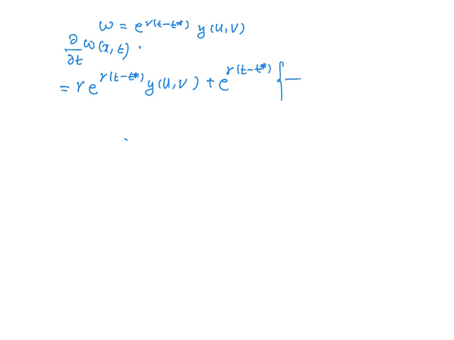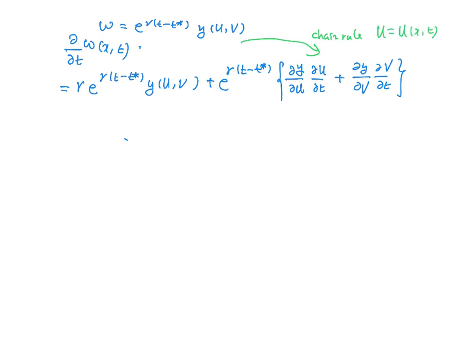We have partial y over partial u times partial u over partial t, plus partial y over partial v times partial v over partial t. This is the chain rule. I think we have learned this many times, right? Because u is a function of x and t, v is also a function of x and t. So when you differentiate y by t, you first differentiate by u and then differentiate u by t, and then you add the differentiation of y by v, and then you differentiate v by t.